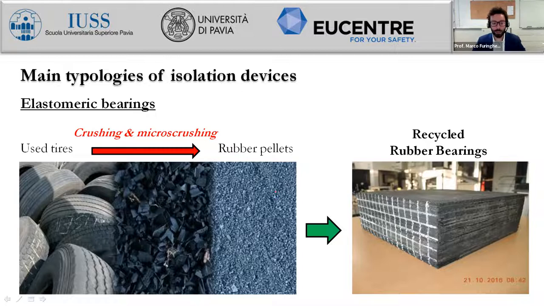But we have to remember the first goal of seismic isolation is that devices must be structural bearings, so we need to provide a high stiffness with respect to the vertical forces. In order to do that, we have to install also steel layers within the device.